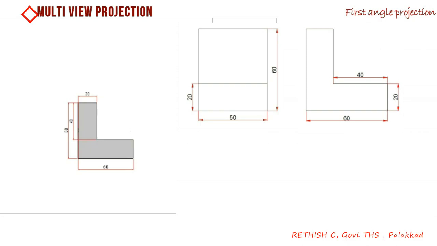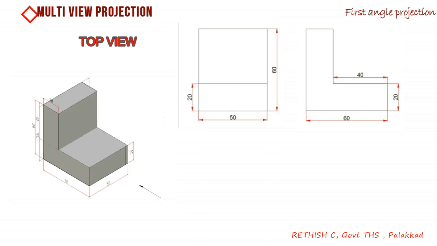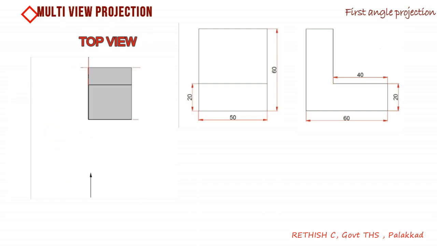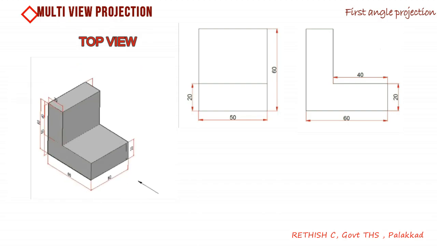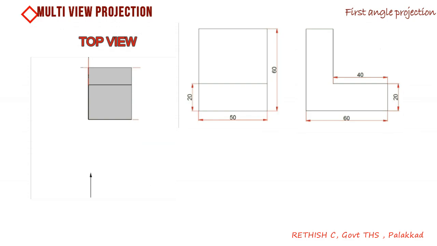Let us go to the top view. Top view can also be called plan. Here the view will be from the top of the object. It will come like this. That means the observer can see the object from the top side of the object. He can see the view like this, and this edge can be viewed here with a 20 mm distance.